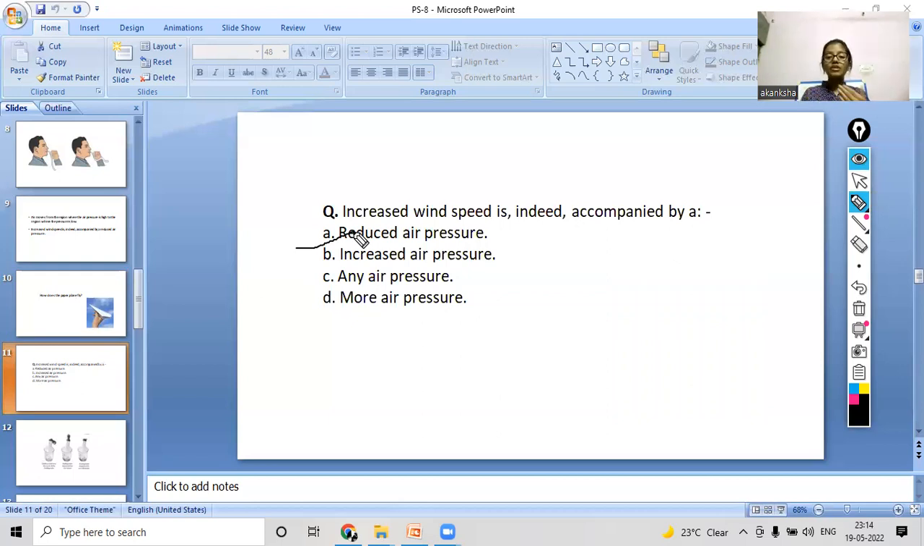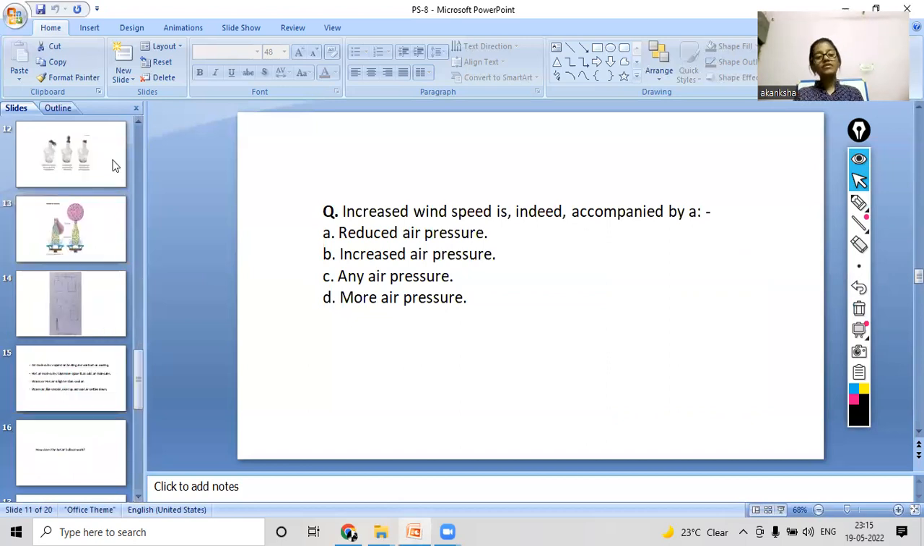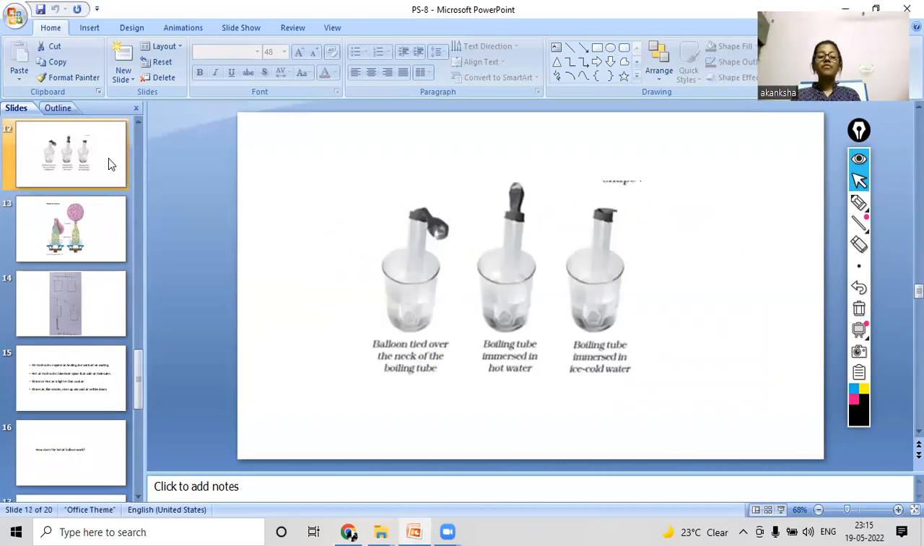Are you all clear with the concept we studied till now? Then we will move ahead. If you have any doubt, you can write in the chat box and we will clear it. I think you all are clear with the concept. Now we will move ahead and see some more pictures and some more activities. Through these activities, we will identify what actually is happening.